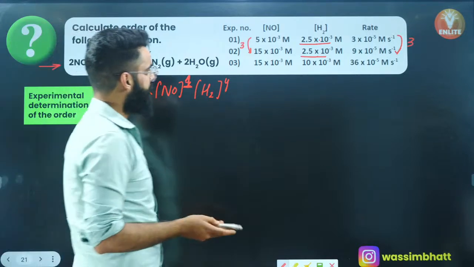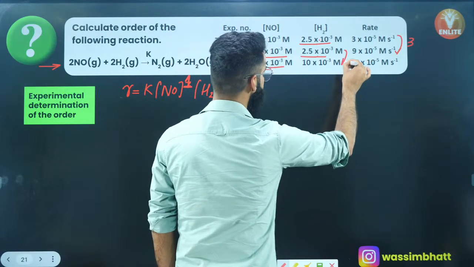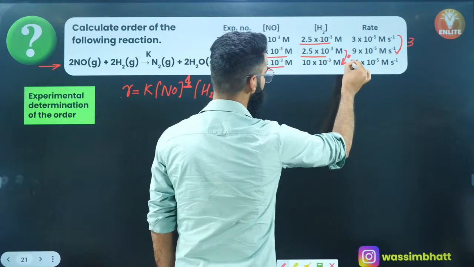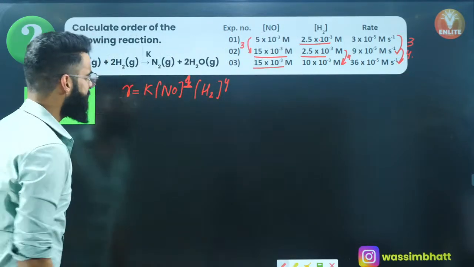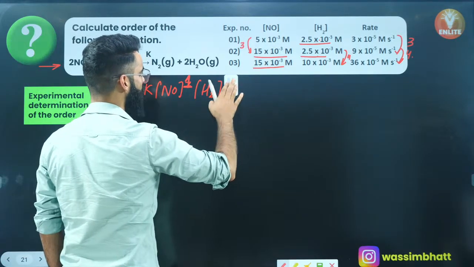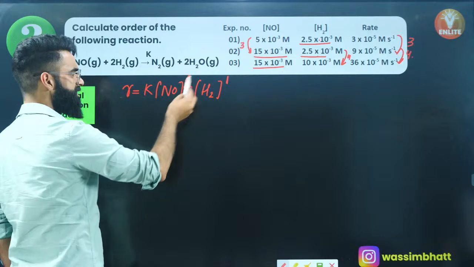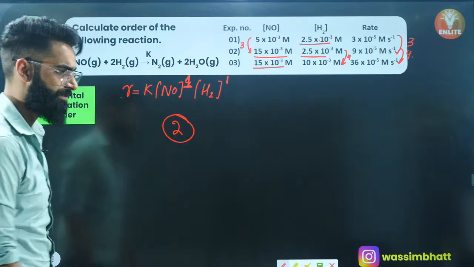Perfect. Now, if you look at the second experiment and the third experiment, I'm increasing the concentration of H2 4 times. What is happening to the rate? Rate is also increasing 4 times. On increasing the concentration of H2 4 times, rate is also becoming 4 times. That is only possible if the Y value is also 1. So X is 1, Y is 1. So overall order of the reaction is going to be 1 plus 1. That is 2. That's it.